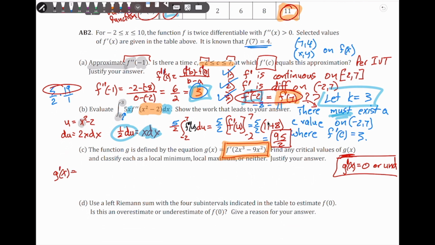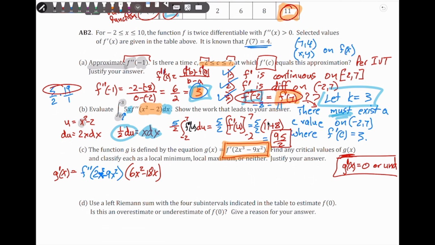So it's going to be f double prime of the stuff, and it's going to be multiplied by the derivative of that inside piece. So we have to multiply by the derivative of 2x cubed minus 9x squared. Okay, so let's multiply that, and we get 6x squared minus 18x, with parentheses, of course, being important. So this right here is our g prime of x function.